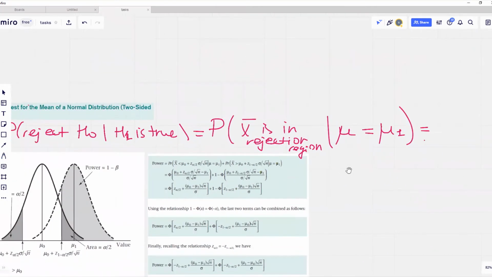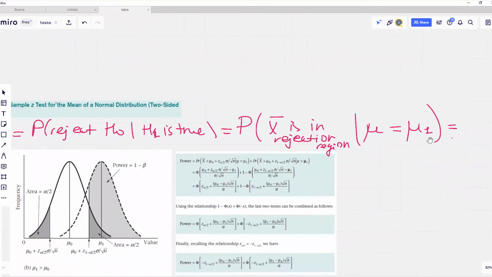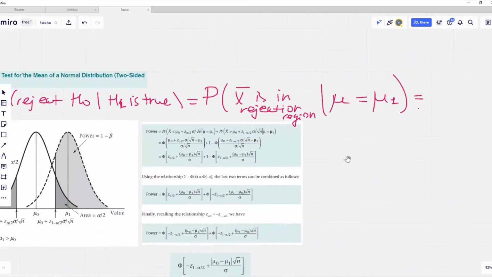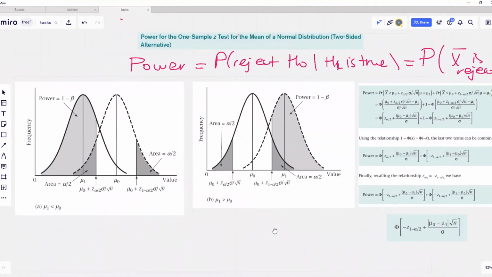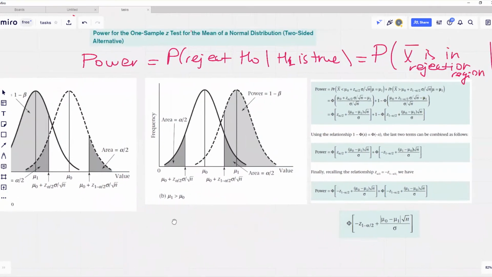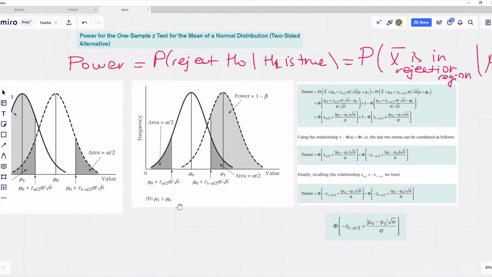Now here we have a problem: for different values of the alternative mean we'll have different values for the power of a test. In case of a two-sided test, we should split that into two cases. The first is when our alternative mean is less than the null mean, and the second is when the alternative mean is greater than the mean in the null hypothesis.